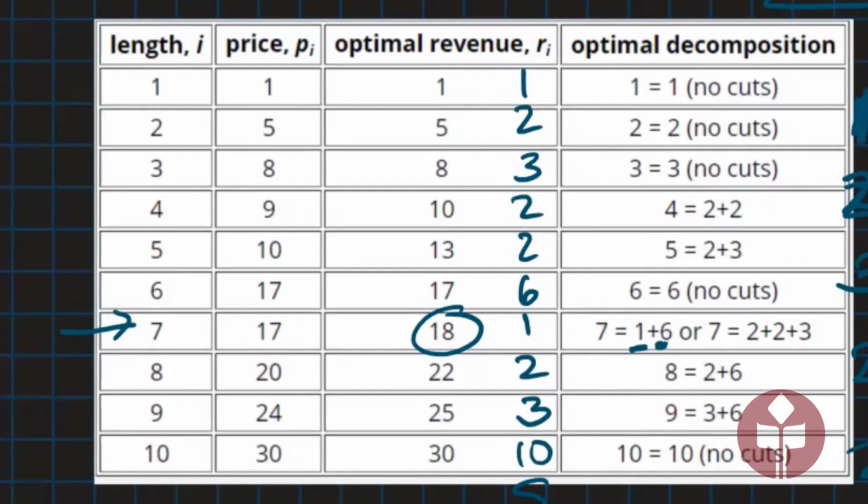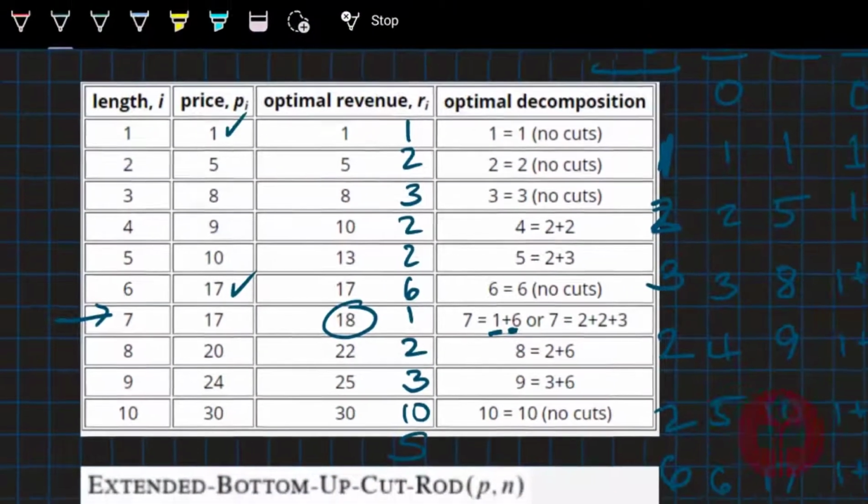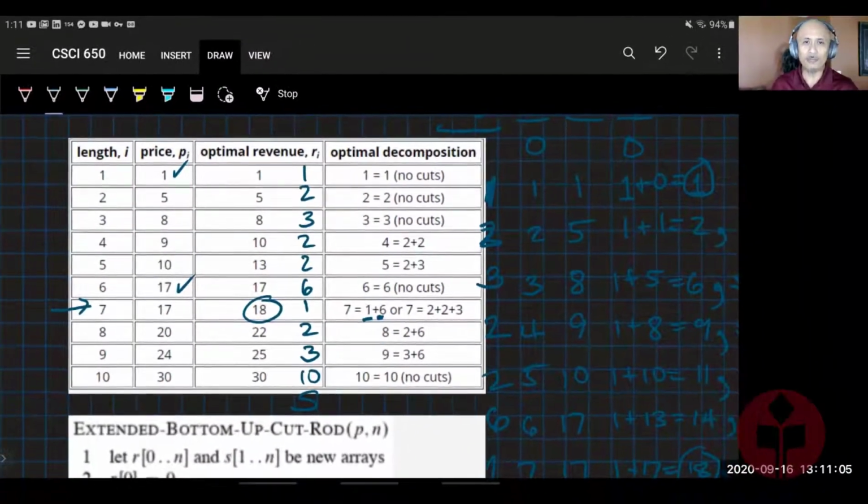So the optimal decomposition of a rod of length 7 is 1 cut that results in a rod of length 1 followed by a rod of length 6. The cost of a rod of length 1 is 1. The cost of a rod of length 6 is 17. And that correctly gives us the sum of 18. So all the information we need for rods up to length n, in this case 10, can be answered on this table based on the algorithm that we just used.